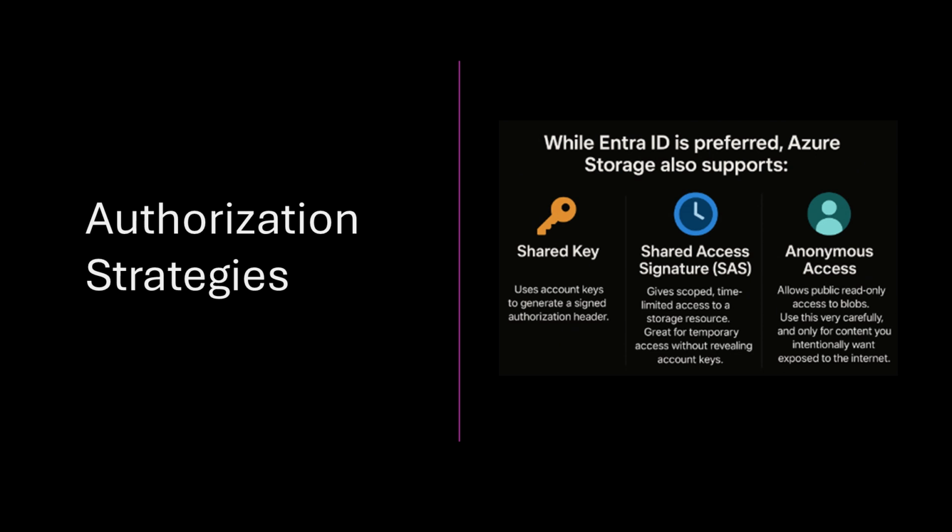Lastly, there's anonymous access, which lets anyone read blobs without authentication. Use this option very carefully. Only for content you are absolutely sure should be public on the internet, like static images for a website. Once it's public, there's no going back on who can see it. In short, these methods can be helpful, but use them only when Entra ID and role-based access aren't an option. Your data's security depends on it.